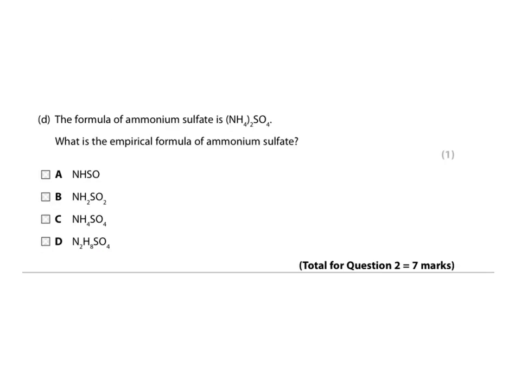So this question says the formula of ammonium sulfate is NH4 in brackets, little 2, and then SO4. What is the empirical formula of ammonium sulfate? The empirical formula is this formula, but shown in its simplest whole number ratio. What that means is you look at the formula and see if you can divide it by a number, say 2 or 3, so that you've got a simpler ratio.